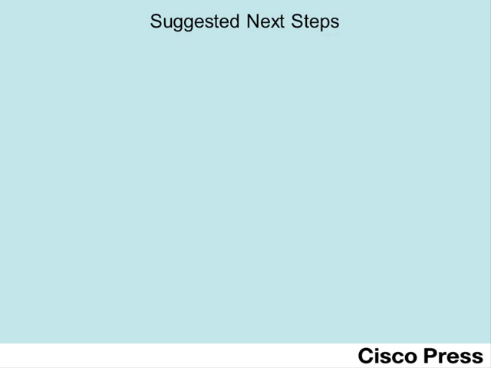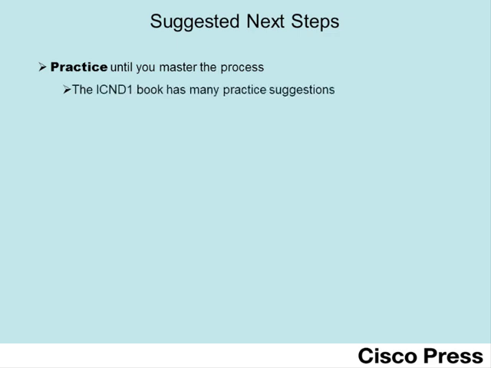At this point, it's time to practice until you master the process. The book has some suggestions of where to get more practice. In particular, the DVD has some appendices with more practice in them. But you should indeed practice until you're relatively comfortable with the idea of looking at an IP address and mask, finding the subnet number, and then finding the range of addresses in that subnet.